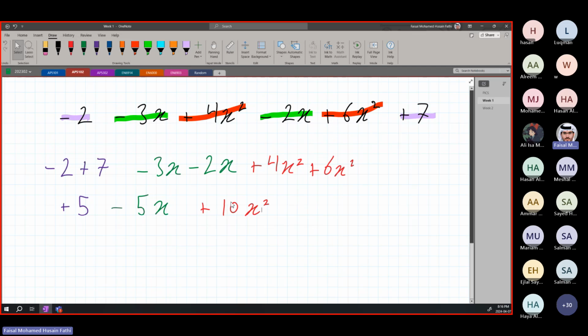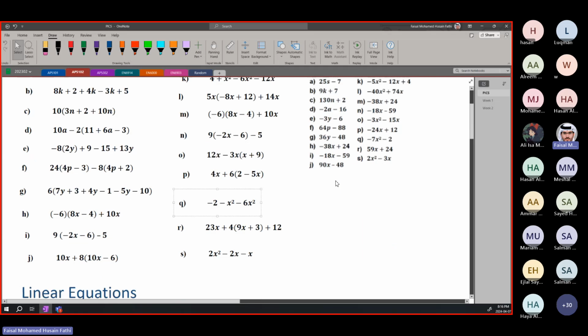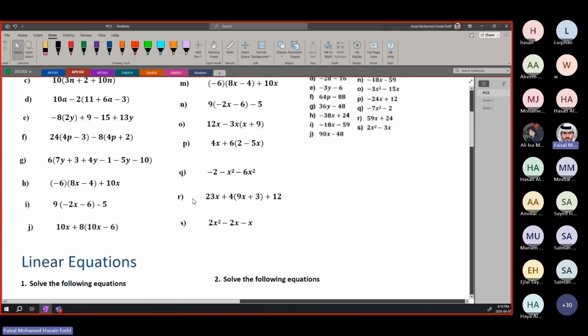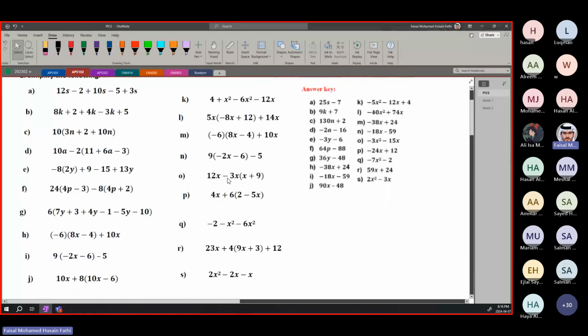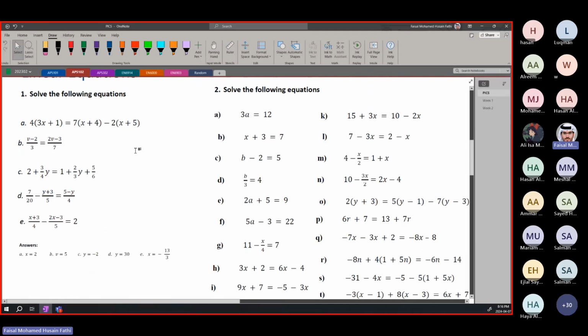So when you're grouping, just make sure that it has the same power, which means you can group them together. Very straightforward, the concepts, nothing complicated. And that's pretty much it for simplifying normal expressions. Let's get into solving linear equations.